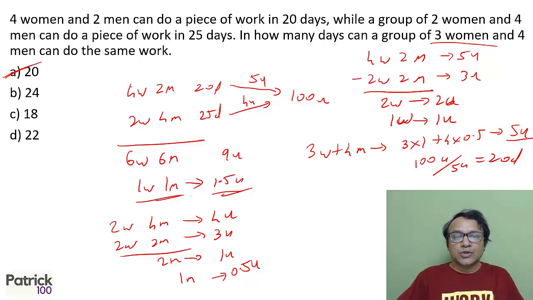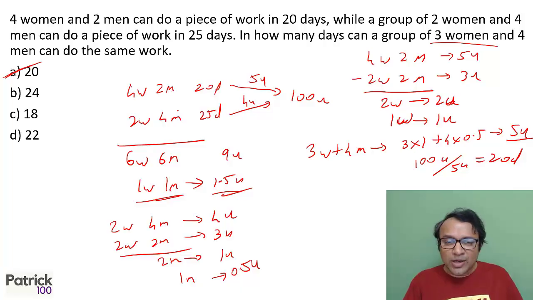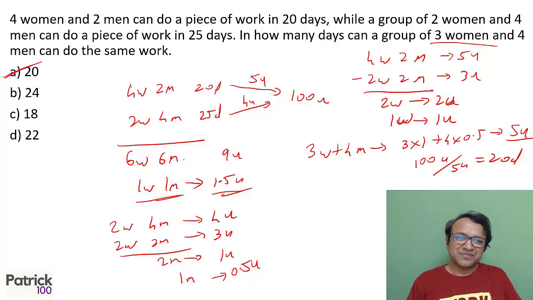A option. So with LCM, there are other ways of solving this. I just went through the LCM method to make you understand how the LCM method is used here. So LCM is 100, and from there you can find out the amount of work done by each of them. So 6 women and 6 men, you get 9 units. From that, 1 woman and 1 man, and then you try to find out all the other relationships.